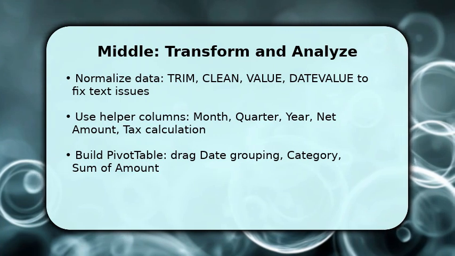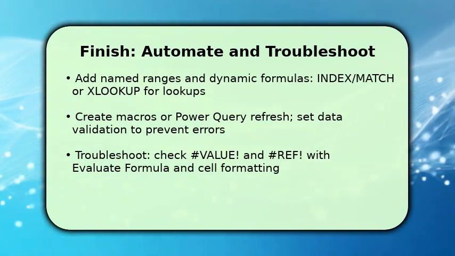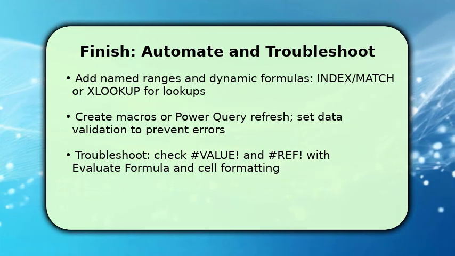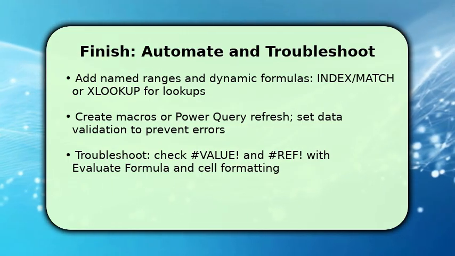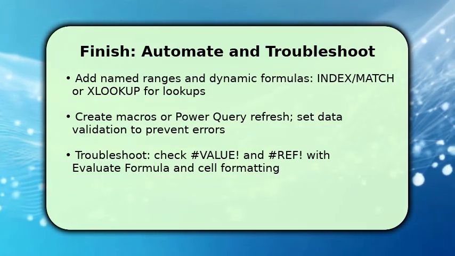You finish by automating refresh and locking in accuracy. Replace manual joins with XLOOKUP or index/match, and use named ranges so formulas are readable. Load recurring imports into Power Query and set a refresh step to update with one click.